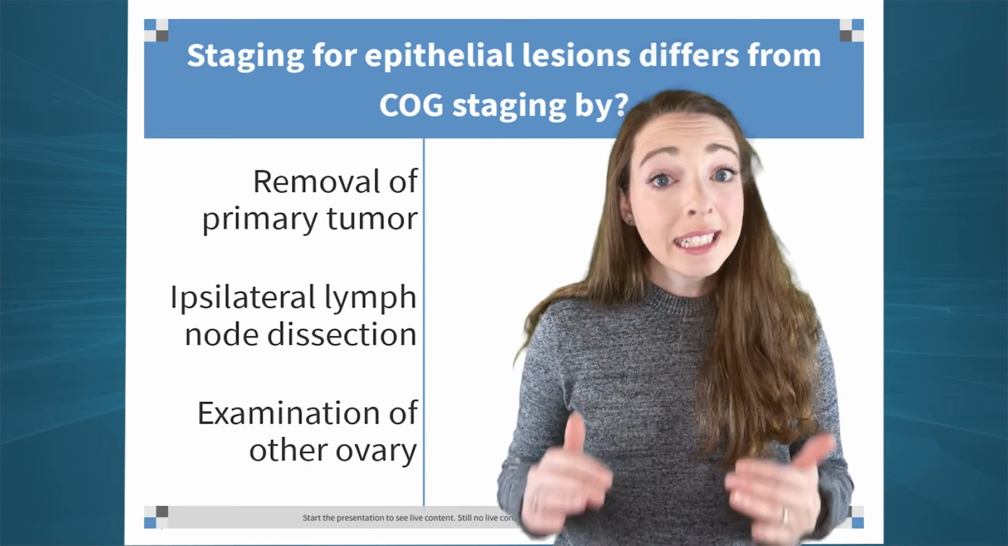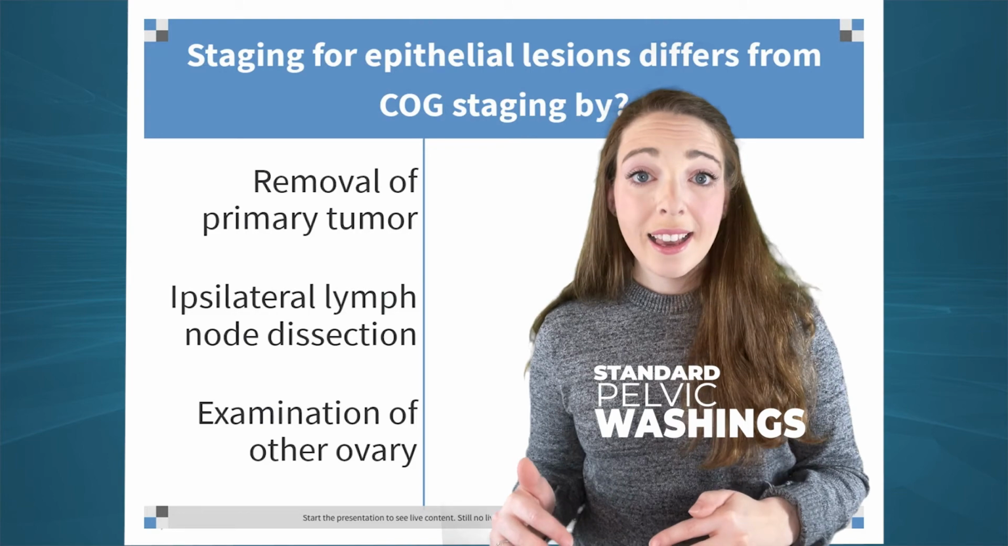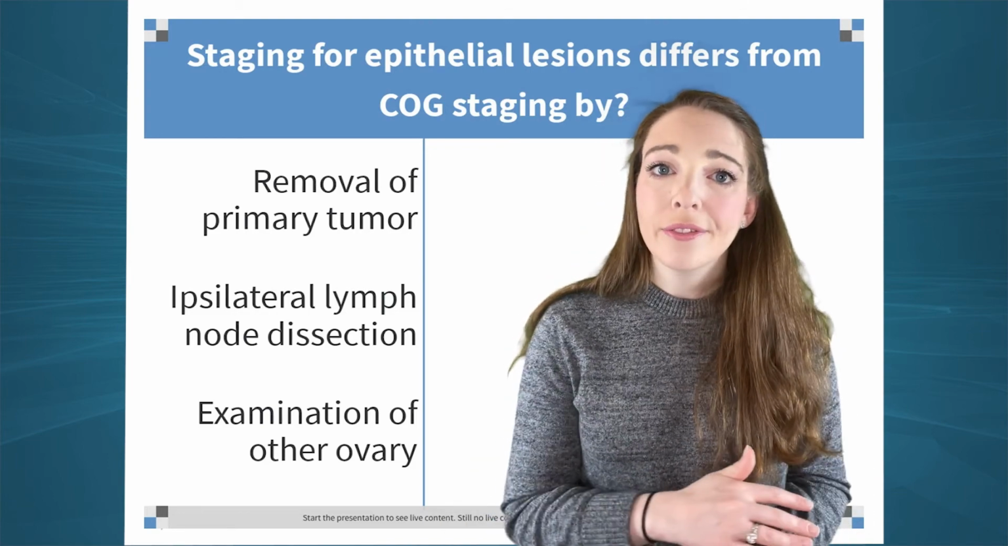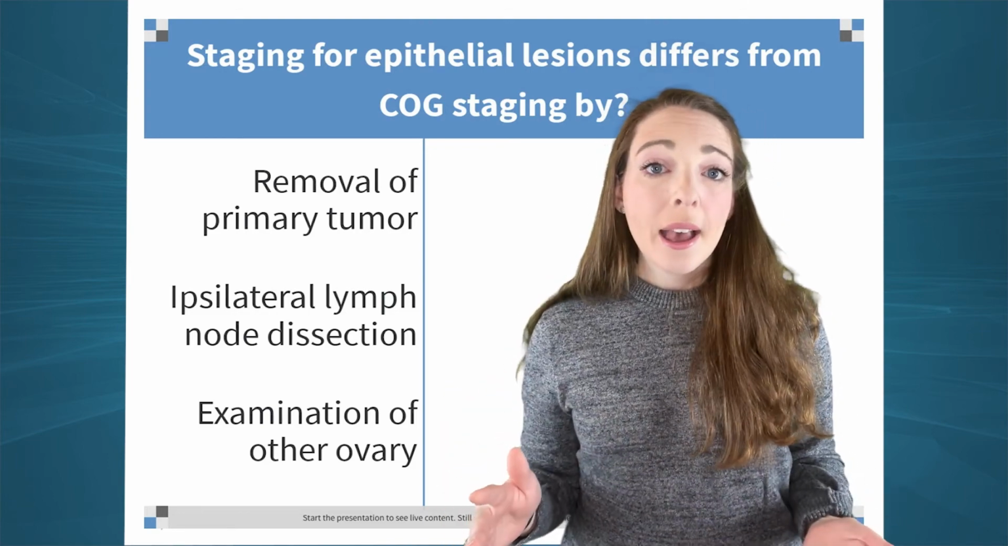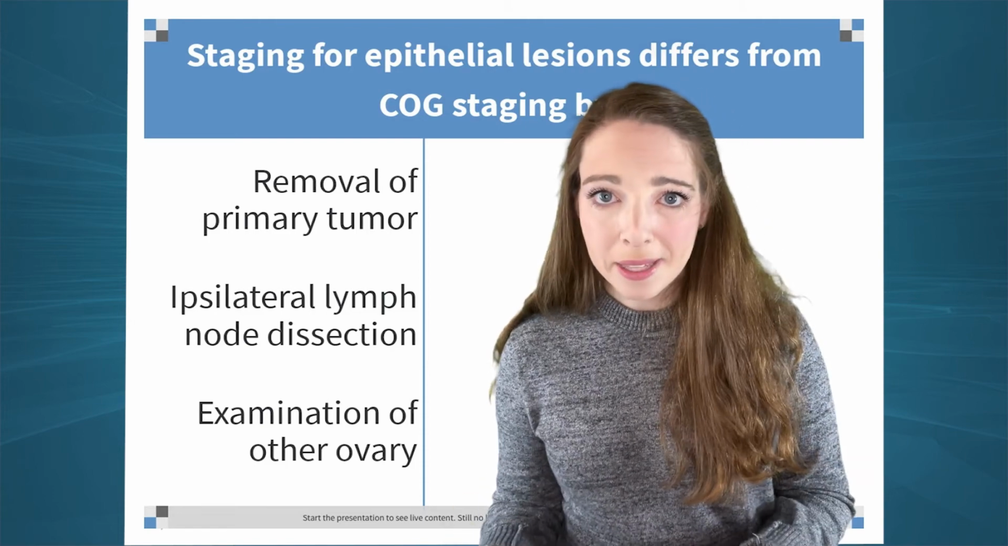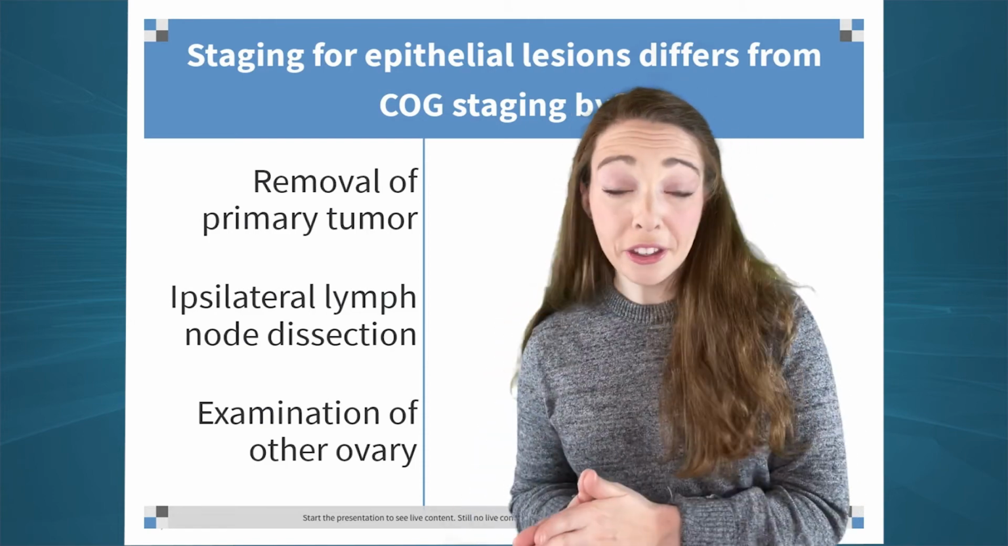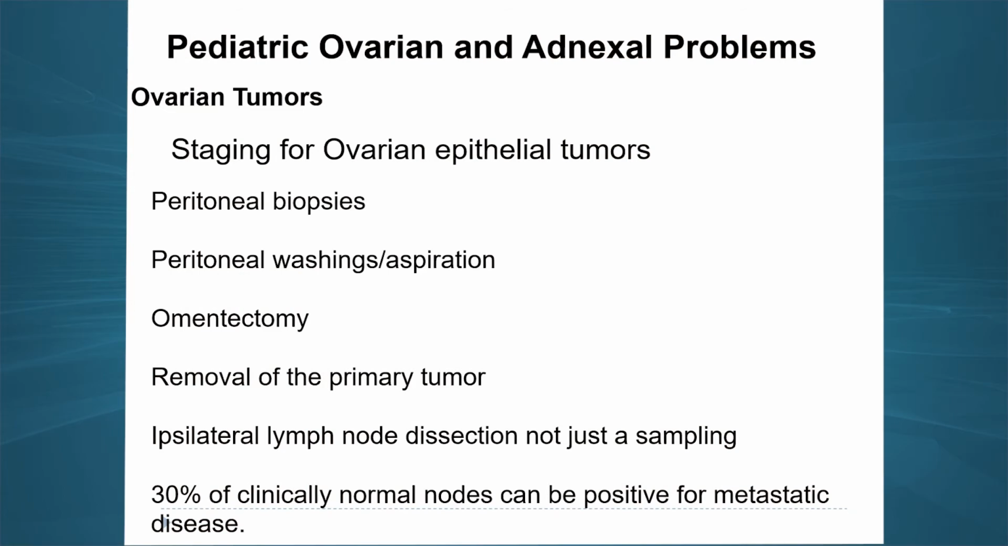So we definitely need our standard pelvic washings. Then we examine the abdomen looking for anything that's suspicious. But here's where the difference comes in between germ cell and epithelial tumors. You're going to do an omentectomy. You're going to remove your primary tumor. Generally, again, you want to spare the tube if you can. You need to actually do a lymph node dissection.